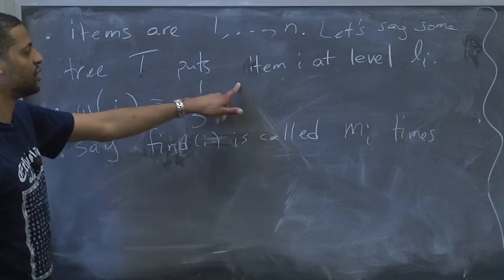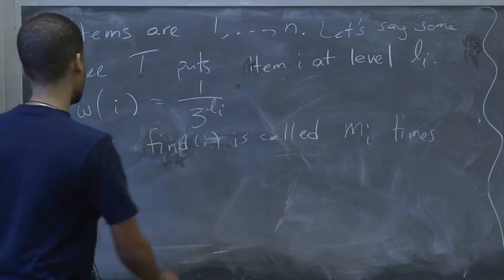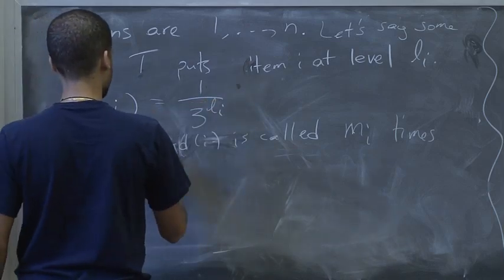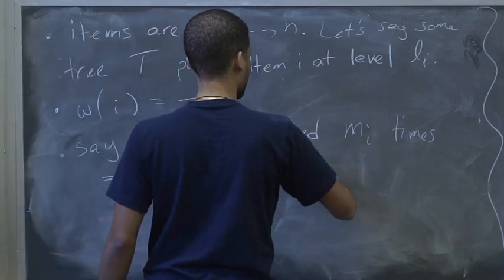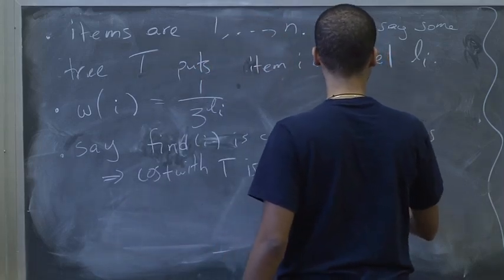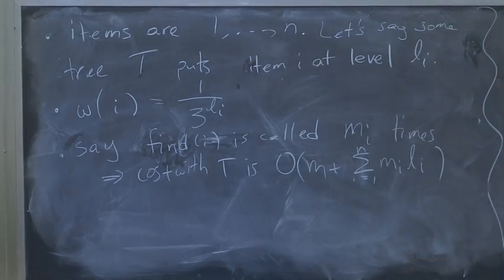I mean, what's the time to do a find on i? It's li, right? So this implies that the cost with T is O of m plus the sum over i from 1 to n of mi li. Right? So that's the bound we want to say splay trees also achieve.